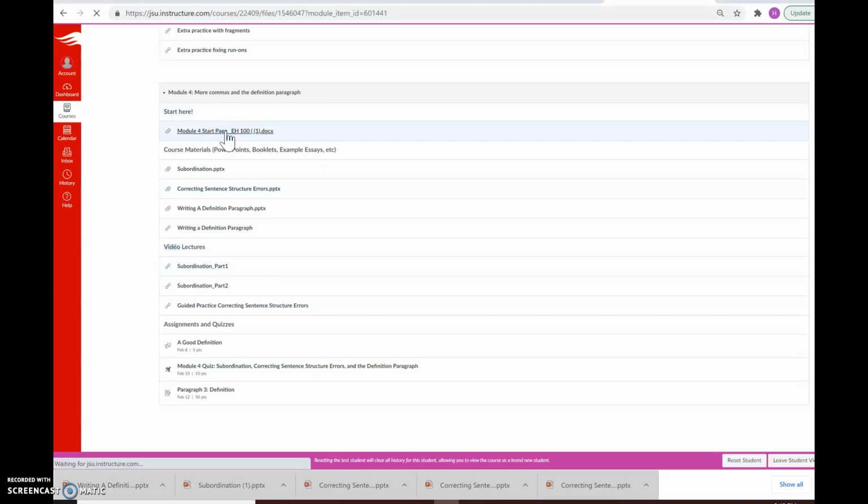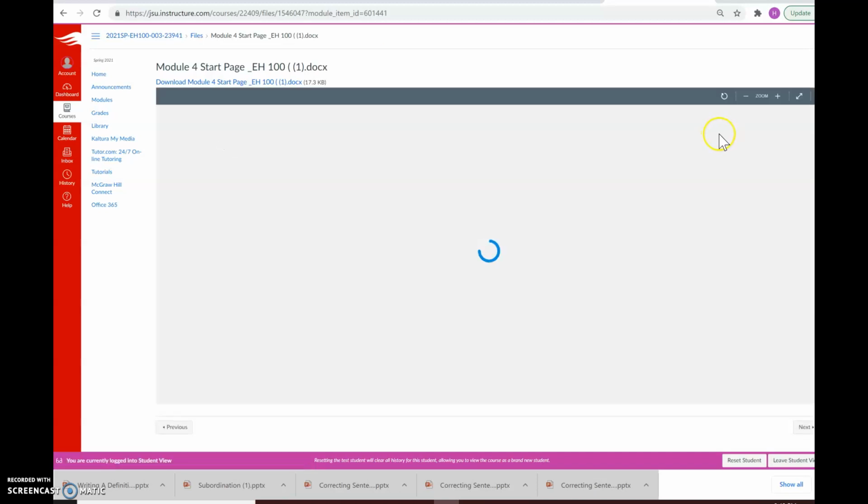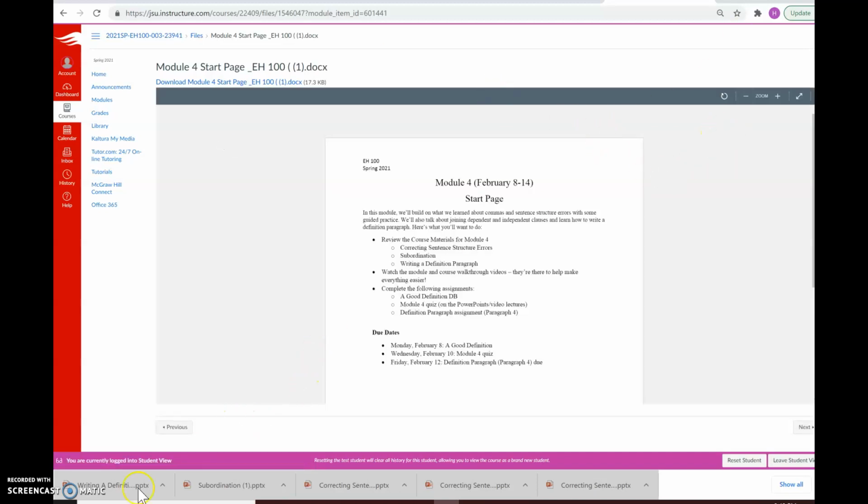So as always, you're going to start by going to the start page. And this is all in student view. As you can see this pink thing at the bottom, it should look the same way that you see it on your end. So first thing you're going to want to do is review the course materials for Module 4, and this is 3 PowerPoints, which are correcting sentence structure errors, subordination, and writing a definition paragraph. You can also review those at the same time as you're watching the video lectures, and then complete the following assignments. So you have a good definition discussion board, the Module 4 quiz, which is on the PowerPoints and the video lectures, and then your definition paragraph assignment, and this is paragraph 4.